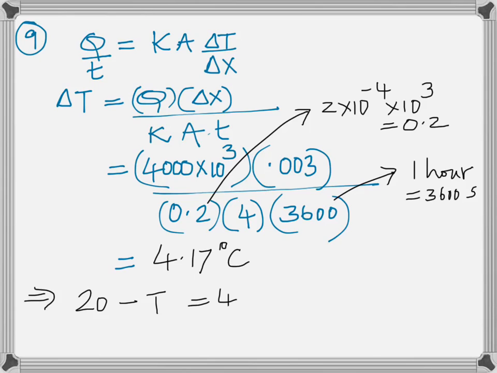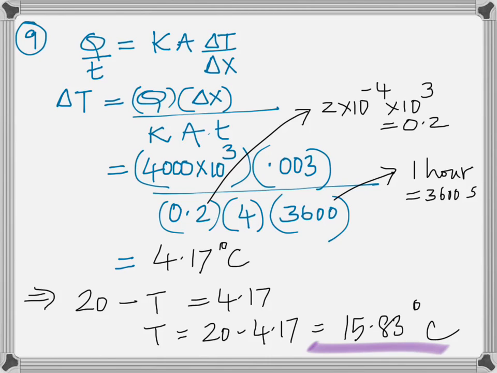Okay. You got the difference in temperature, but you're asked to find the temperature outside, isn't it? So you have to put it that way. 20 minus T is that, and you get the answer, 15.83.